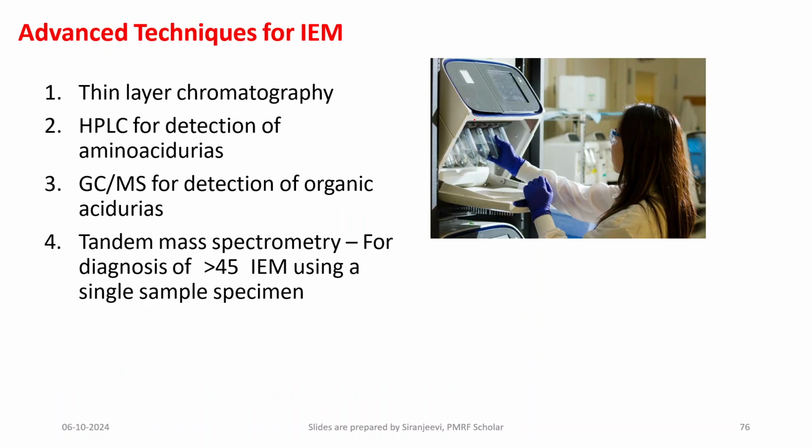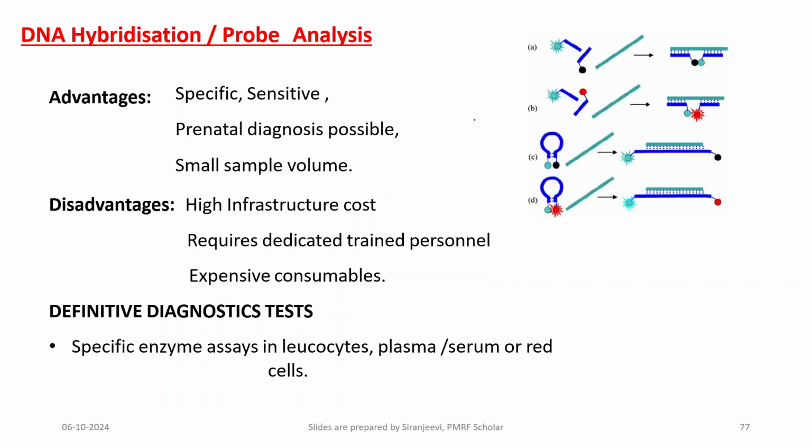There are certain advanced techniques, that is thin layer chromatography and HPLC for the detection of amino acidurias, GCMS for the detection of organic acidurias, and then tandem mass spectrometry for the diagnosis of more than 45 inborn errors of metabolism using a single sample specimen.